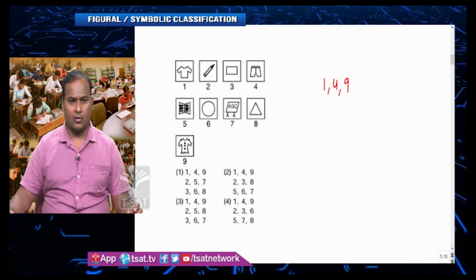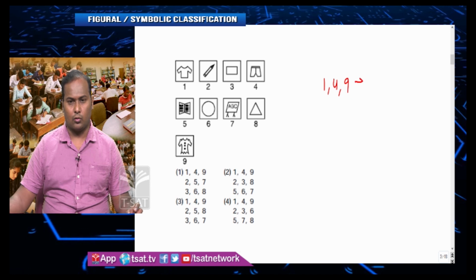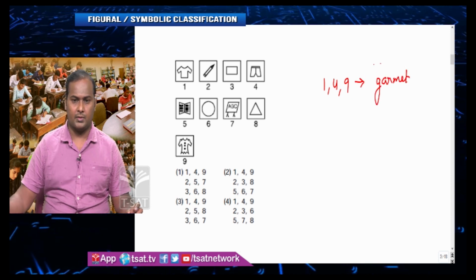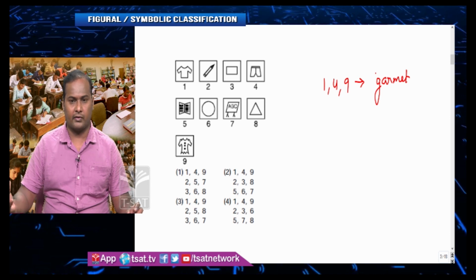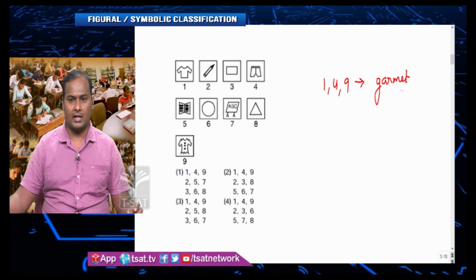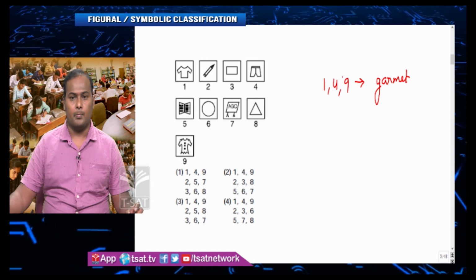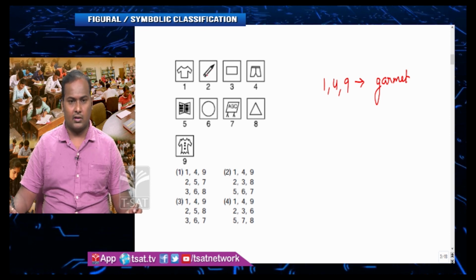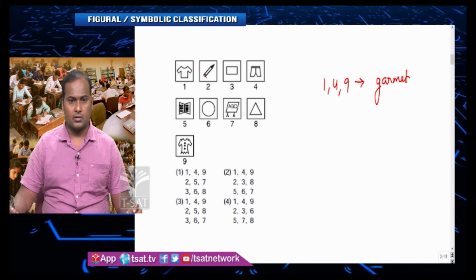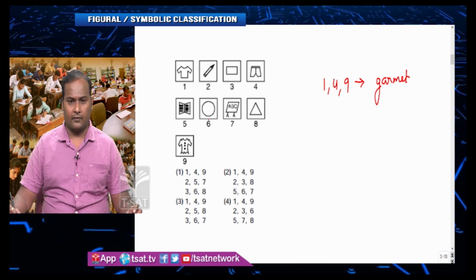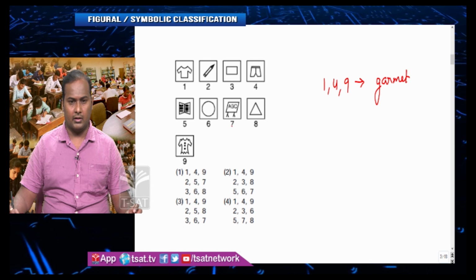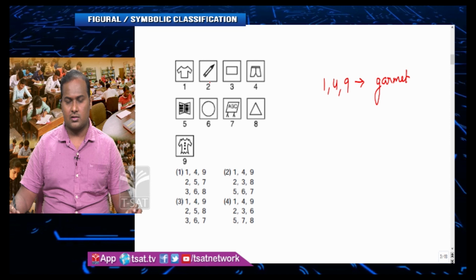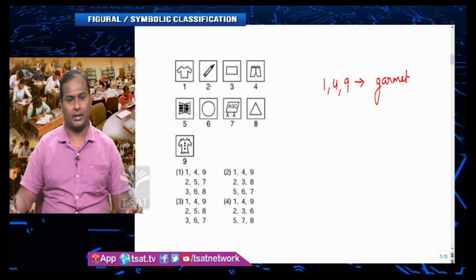So 1, 4, 9 is a group based upon garment. All of this group has a garment. This is called classification: you are classifying figures 1, 4, 9 based on the character of garment. In the same way, see the second one. The moment you see the pencil here, there is a pencil. In the other figures, there is a board in the 7th one, and in the 5th one there are books. So obviously it is talking about stationery. That is the character here.